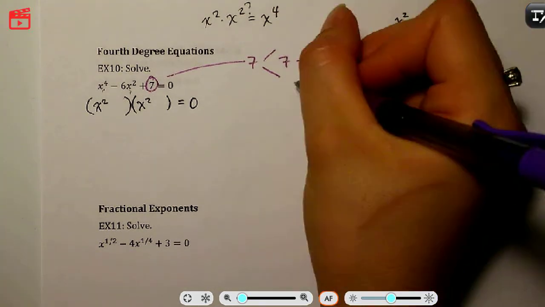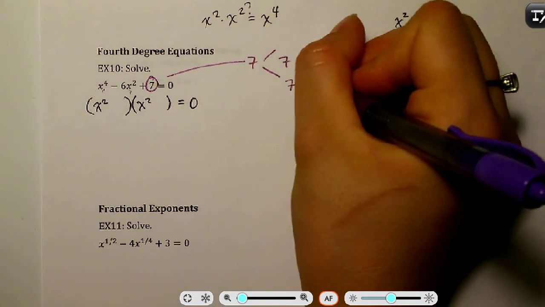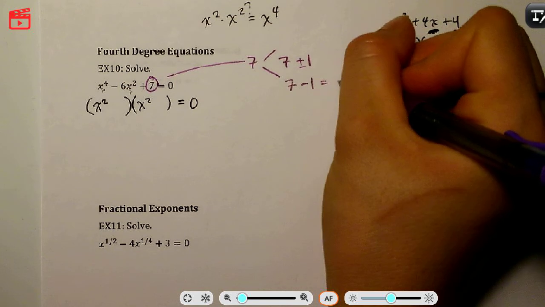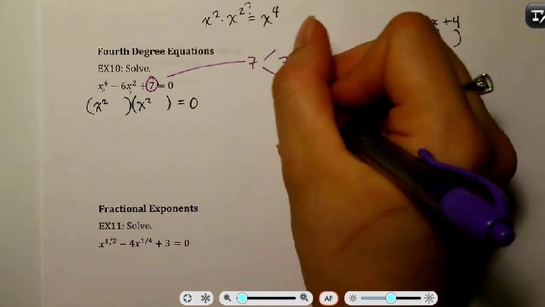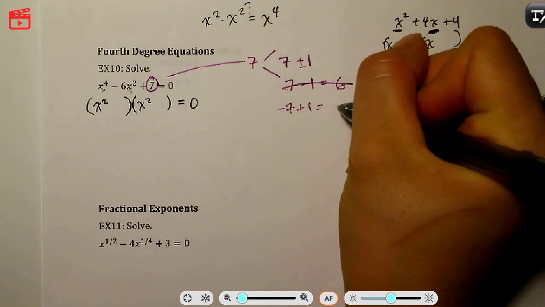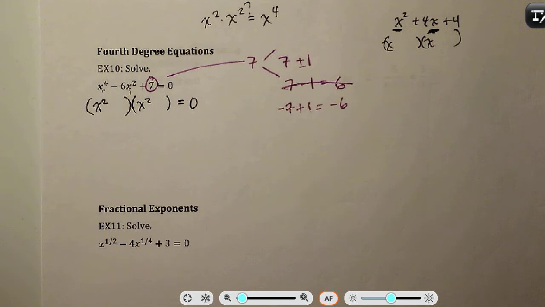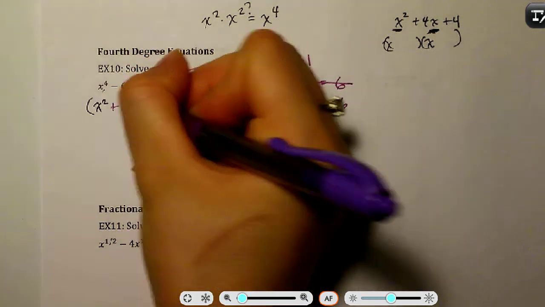Well, 7 plus 1, that works. So if I did 7 minus 1, I would get 6. But I want negative 6, not 6, so that one doesn't work. Let's do negative 7 plus 1. What does that equal? There's my negative 6. Okay, so that means that we have the negative 7 and the plus 1.